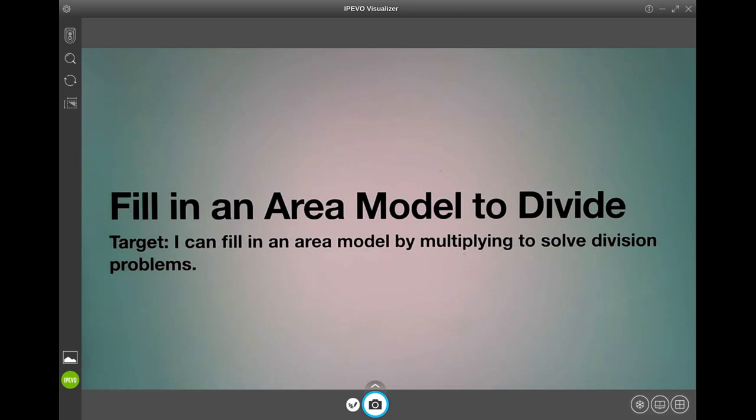So here's how to fill in an area model to divide. The target here is to fill in an area model by multiplying to solve division problems. You should have a piece of paper. You should draw the rectangle as I go, and you should be filling in the array, filling in the area model as we go.